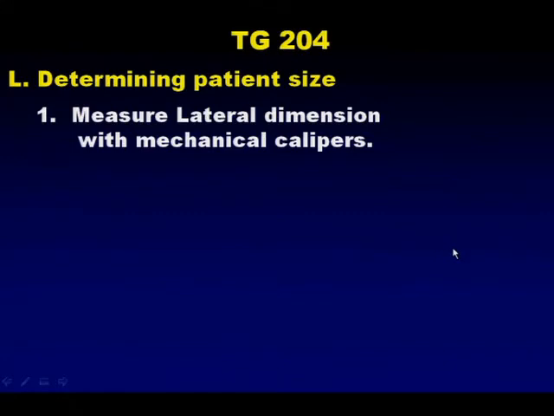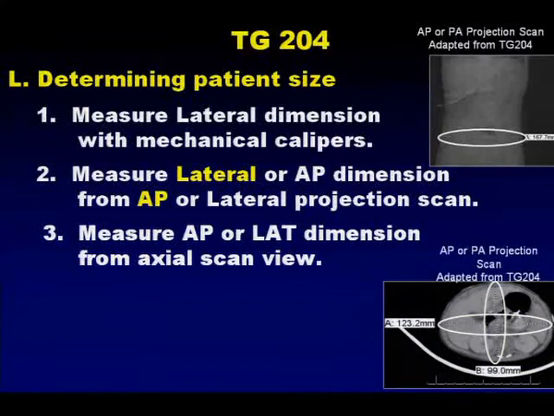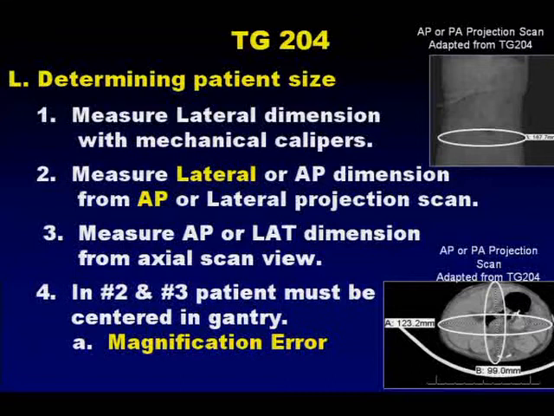How do we determine patient size? Well, there are a number of ways we can do that. We can simply measure the lateral dimension with a good old-fashioned set of mechanical calipers that you can still find in most radiology departments, and it's not that obtrusive to the patient. Or, if you choose, you can measure the dimension of the patient on the projection scan, as illustrated in this image. Or you can measure both dimensions on the axial scan, as shown here. For all of these, if you're measuring on the axial scan or the projection scan, obviously you need to make sure the patient's centered in the gantry, because if they're not, you're going to have some magnification error that you're dealing with.